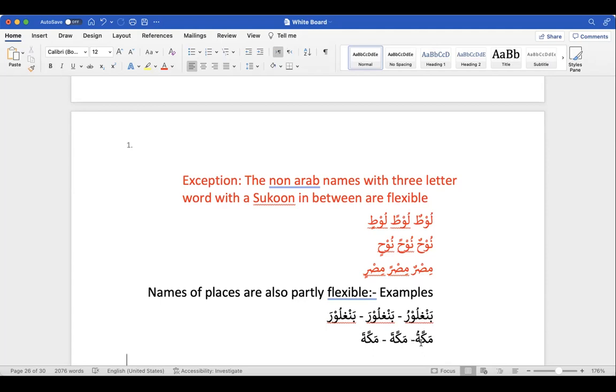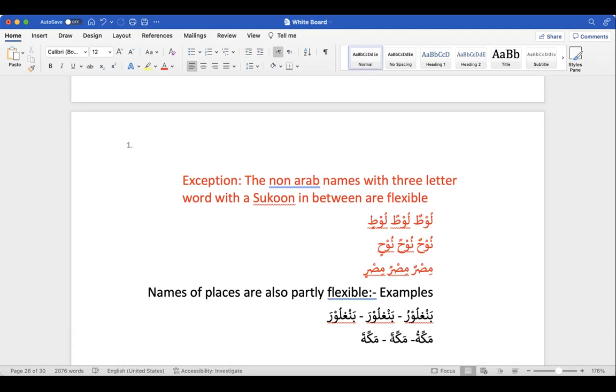And then Makkah. So place names, whether they are Arab names or non-Arab names, doesn't matter. Only the names of the human beings who are non-Arab names are partly flexible, except these 3-letter ones. But place names, every place name is partly flexible, except the 3-letter ones. Makkah is also a 3-letter one, but there's no sukoon in between, right? In the midst. So this is partly flexible.